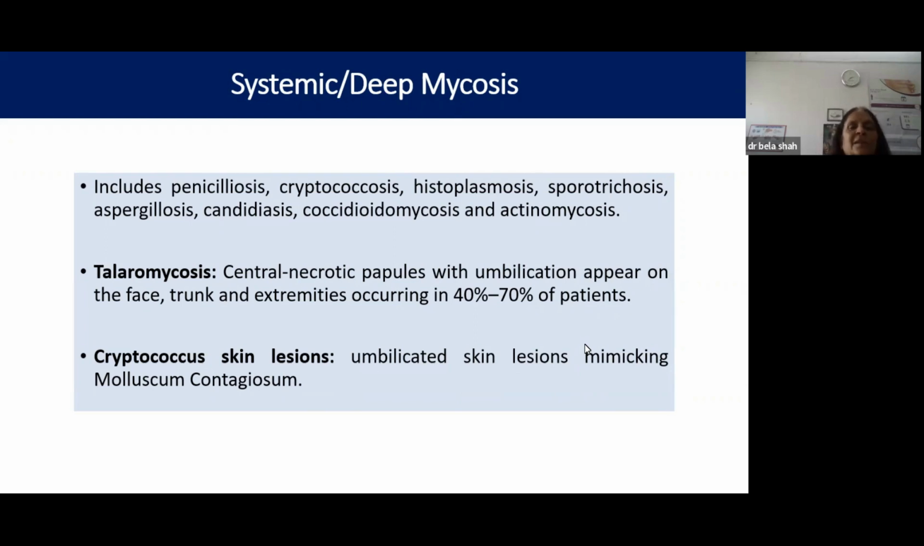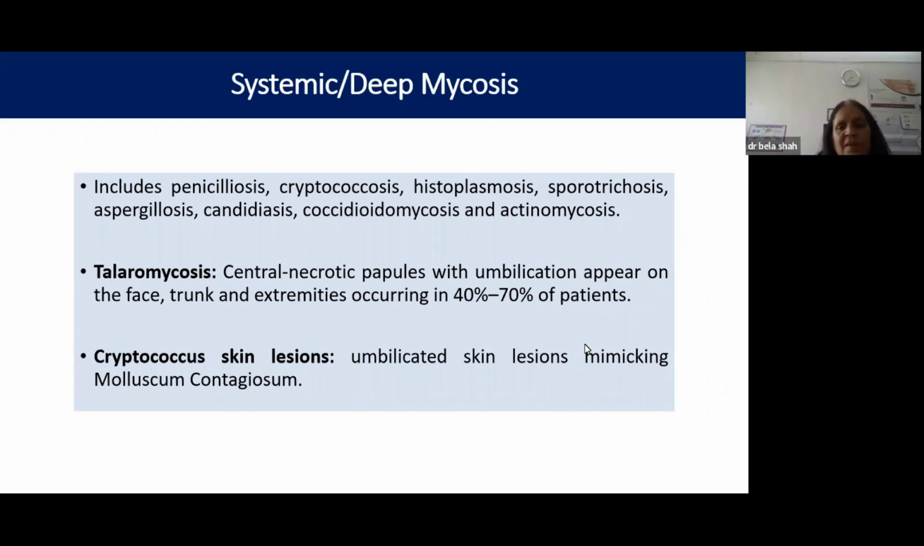Penicilliosis is synonymous with talaromycosis, and the patient will present with papules having central umbilication. Again, we have many umbilicated lesions to differentiate. The most common is molluscum, second is cryptococcus, third is histoplasmosis, and fourth is penicilliosis or talaromycosis.